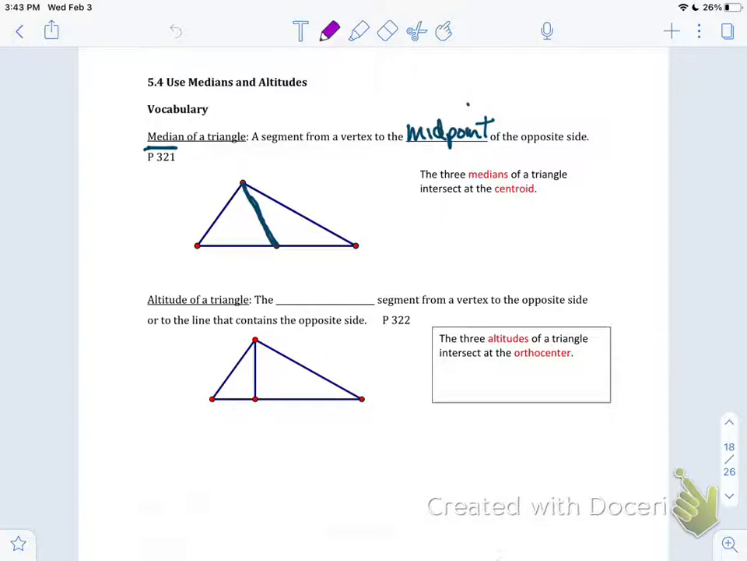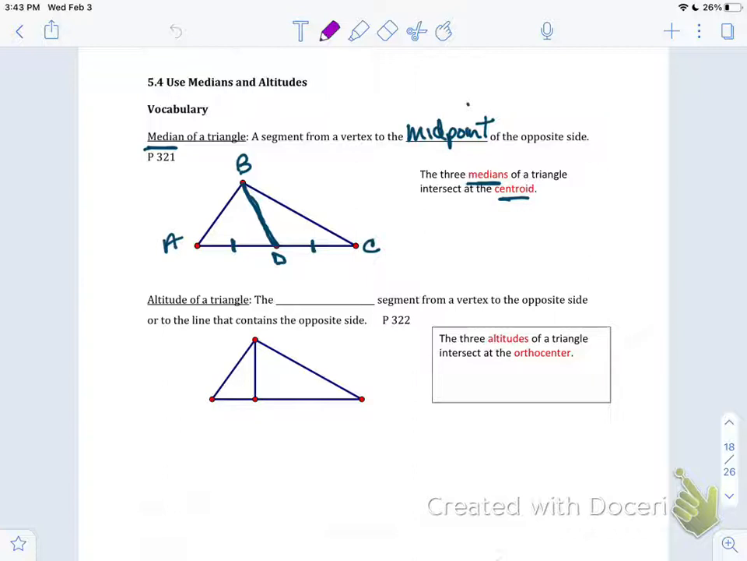Okay, so then you can do the same thing. Let's just call this triangle ABC. If you draw the median from the vertex to the midpoint, then that means D is the midpoint, and that means this has to equal this. Okay, so that's important. Now notice, every triangle is going to have 3 medians, and they're going to meet in the centroid.